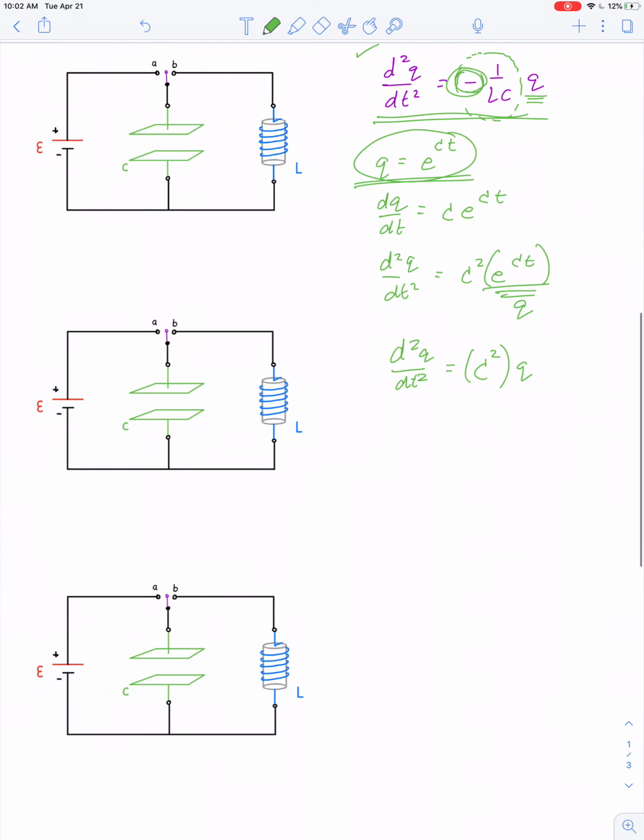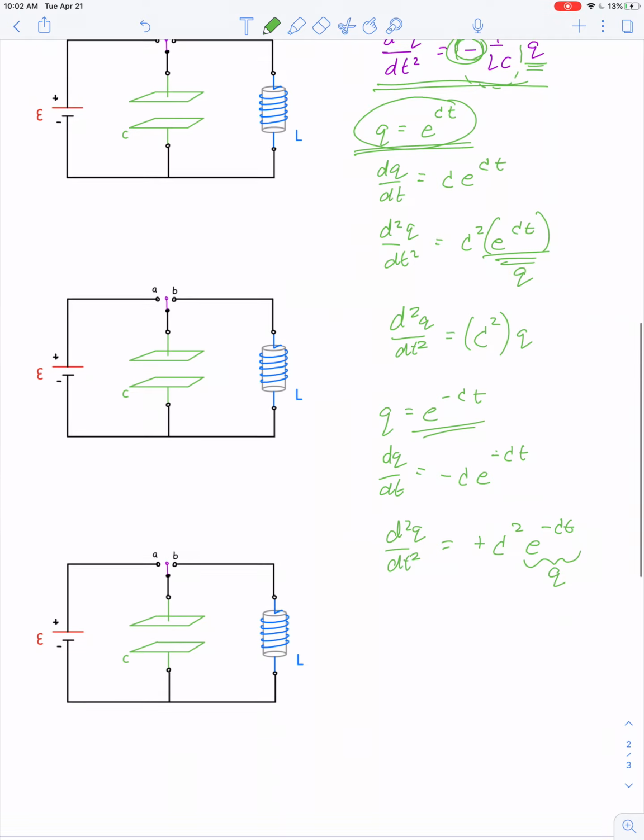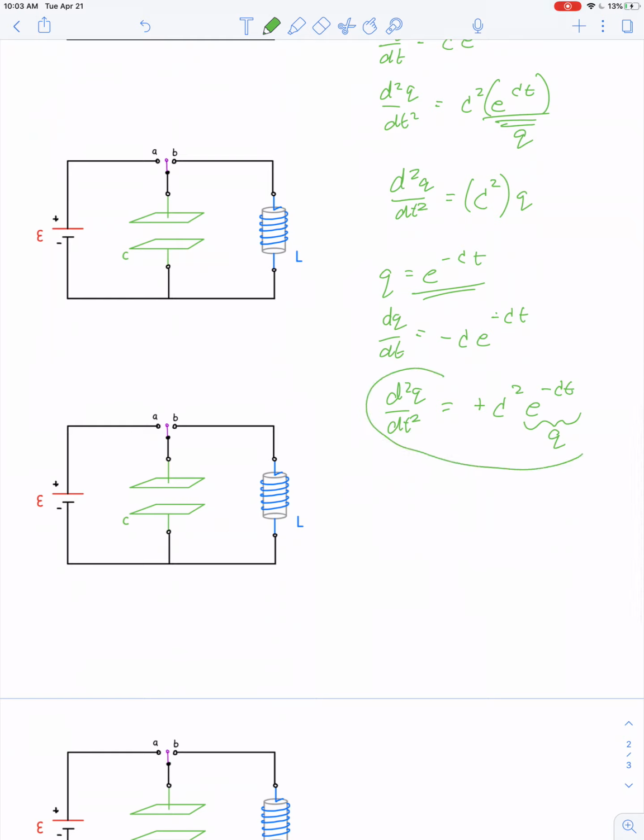Let me wager another guess. Let's guess that Q equals e to the negative ct. Then the first derivative gives me negative some constant e to the negative ct, and the second derivative gives me, oh shoot, when I take the second derivative I'm going to have a negative of a negative, so I'll be back to a positive constant squared e to the negative ct, where e to the negative ct is Q. Same case, I'm taking the second derivative and it's giving me back my original expression multiplied by a positive constant.